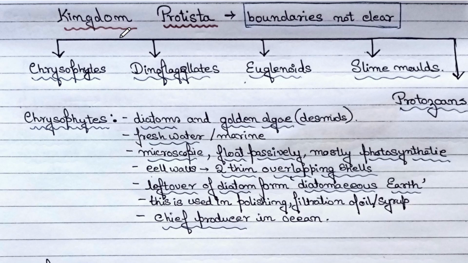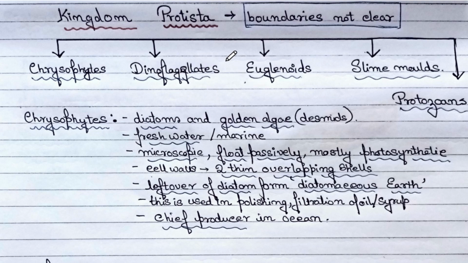So our next topic is Kingdom Protista. Protista has a little bit blurry boundary. Boundaries are not clear within Protista. But since in NCERT it is divided into 5 divisions, I am also keeping myself restricted to that.